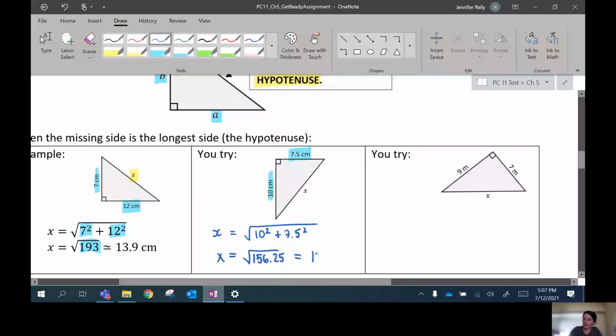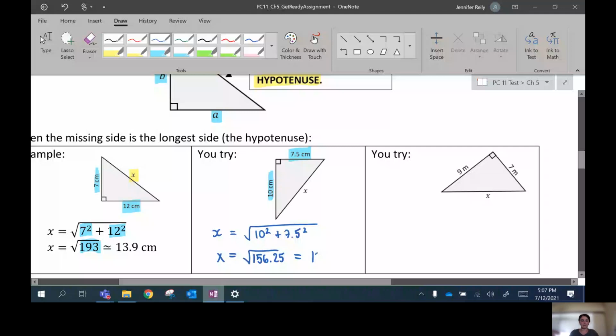Okay, and the last one here would be 9 squared plus 7 squared. And that is 130. Square root of 130. That's not a perfect square number, so it's going to be an approximate value. You can use a little squiggly equals, or you can use a dot on top of your equals sign, whatever you prefer. And it's approximately 11.4.